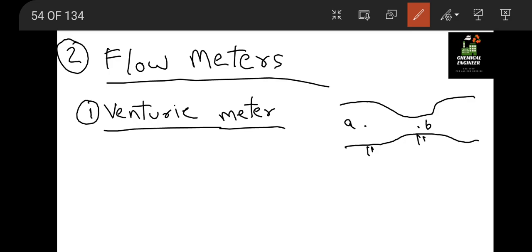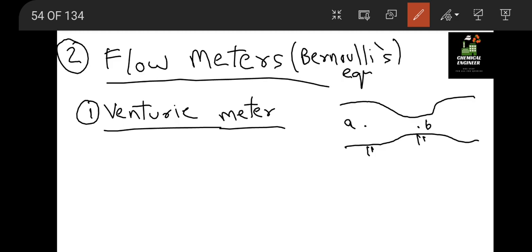Let me tell you that in any flow meter equation your base should be Bernoulli's equation, because any flow meter equation can be derived from Bernoulli's equation.